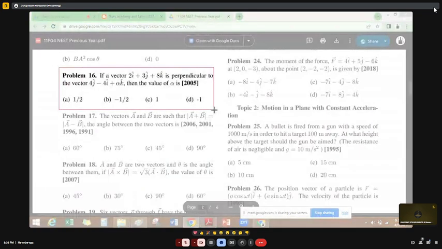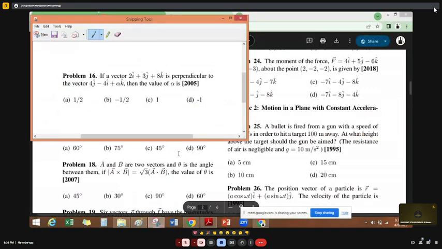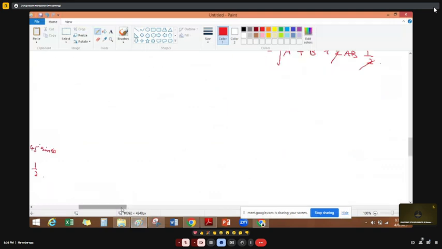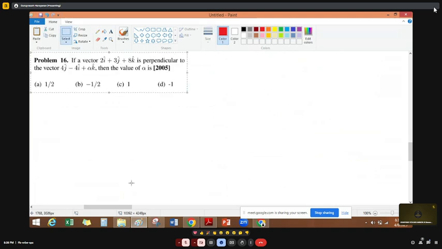Perpendicular means, what product should I take? Dot product is 0. Yeah. Quickly do that and tell me the answer. 2 into 4, 8, minus 12, 3 into minus 4, 8 into alpha is equal to 0. So this will become minus 4 plus 4, 4 divided by 8, so 1 by 2. Anyone getting that? Anybody not following that?